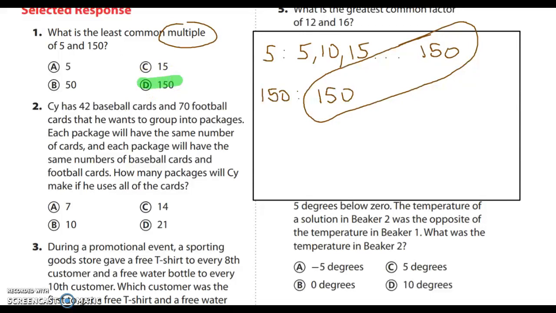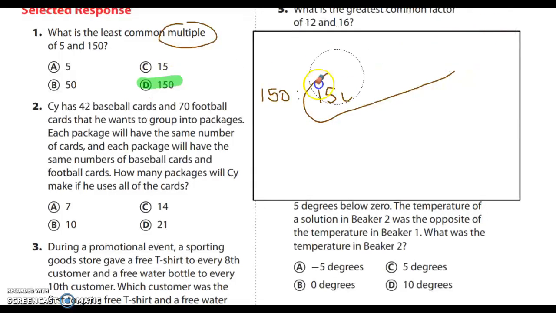All right, let's go ahead and move on. Check out question number 2. Now this is a word problem, and I'm not sure it's going to be super clear whether this is GCF or LCM, so we'll read it carefully and then we'll decide. Cy has 42 baseball cards and 70 football cards that he wants to group into packages. Each package will have the same number of cards, and each package will have the same number of baseball cards and football cards. How many packages will Cy make if he can use all the cards?